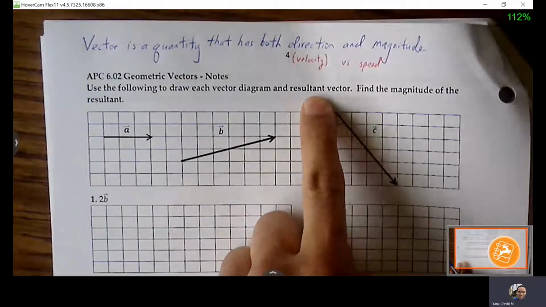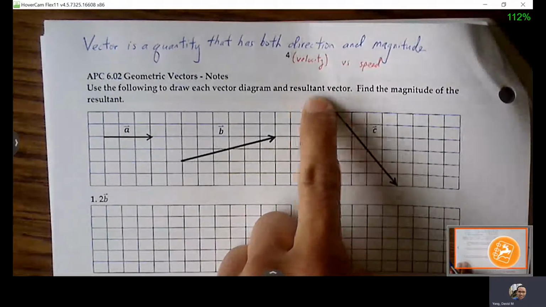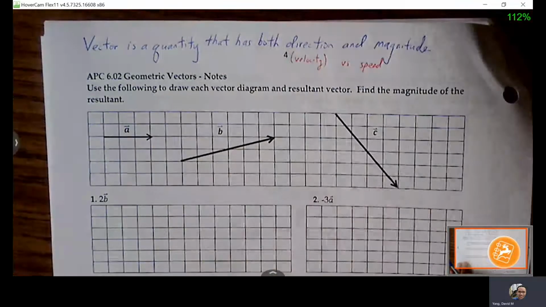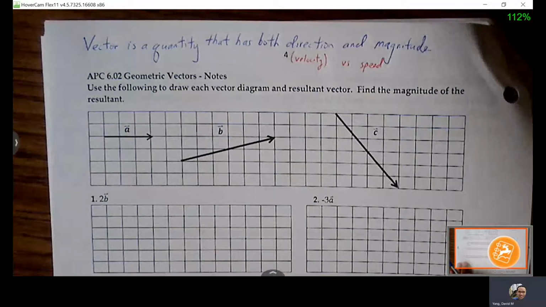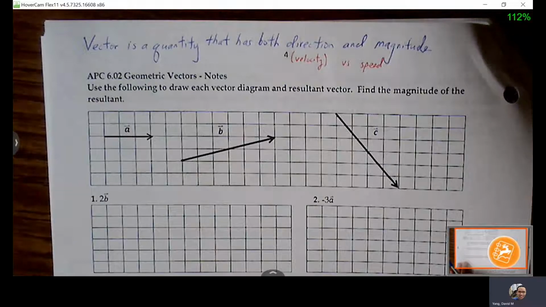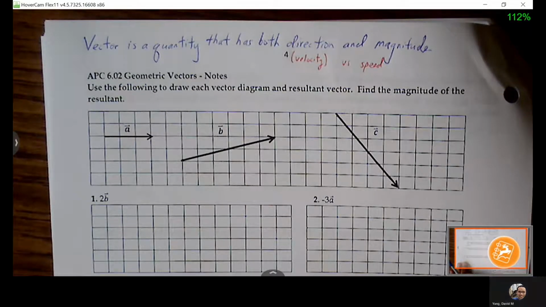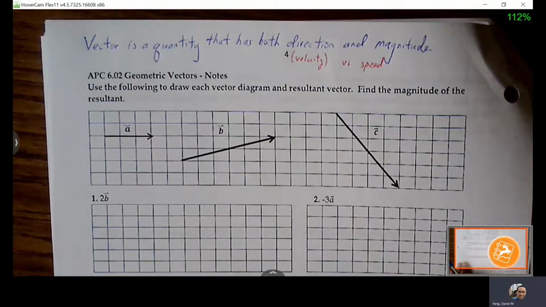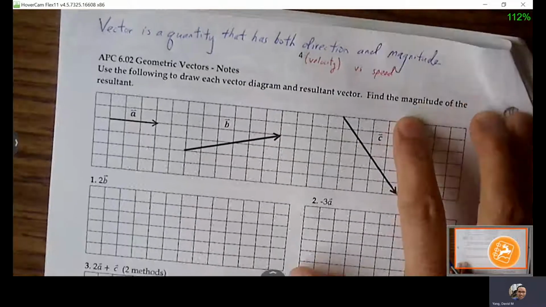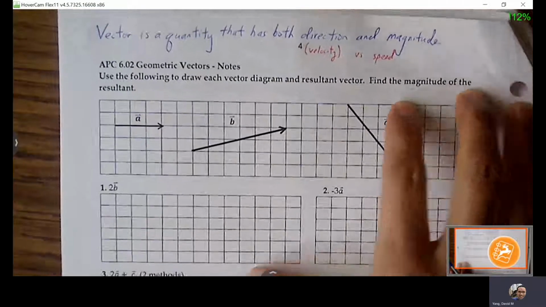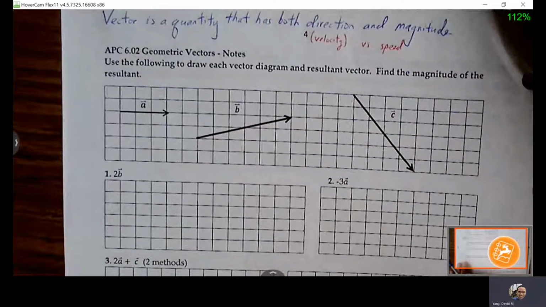Okay, it says use the following to draw each vector diagram and resultant vector. That's basically the combined vectors. Find the magnitude of the resultants. We'll come back and deal with the magnitude. Let's just go ahead and learn how to draw these vectors here.